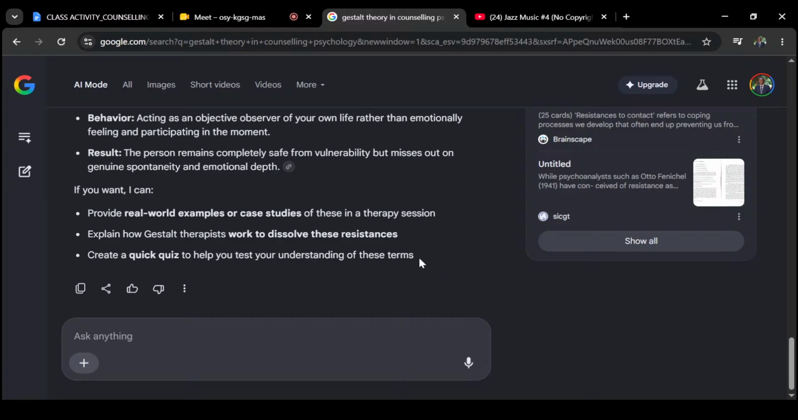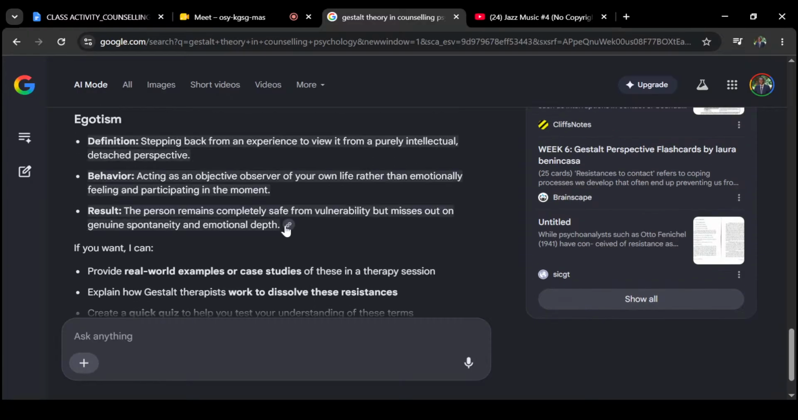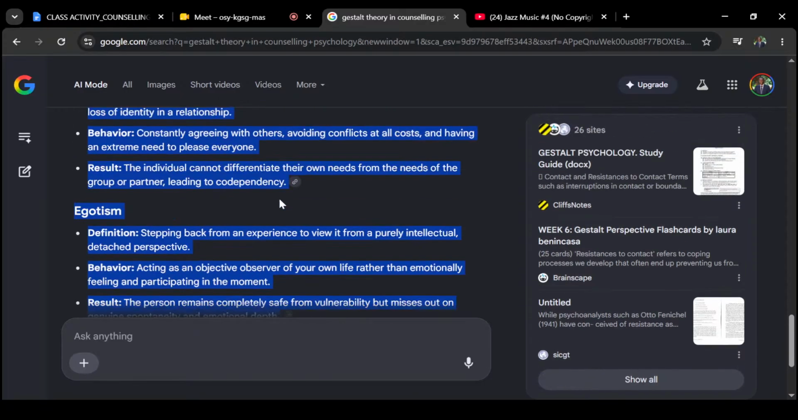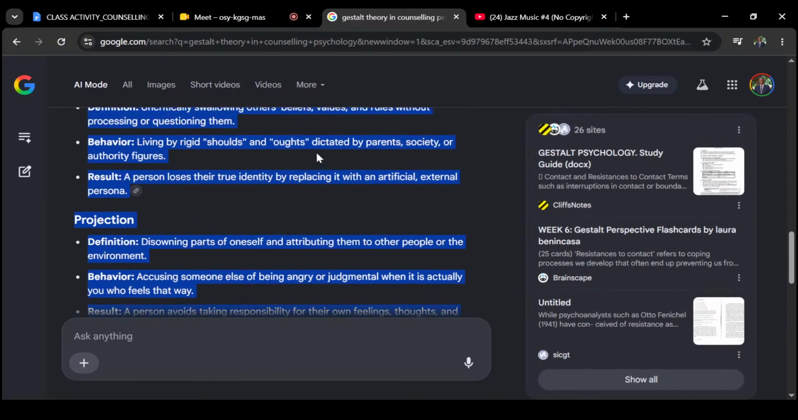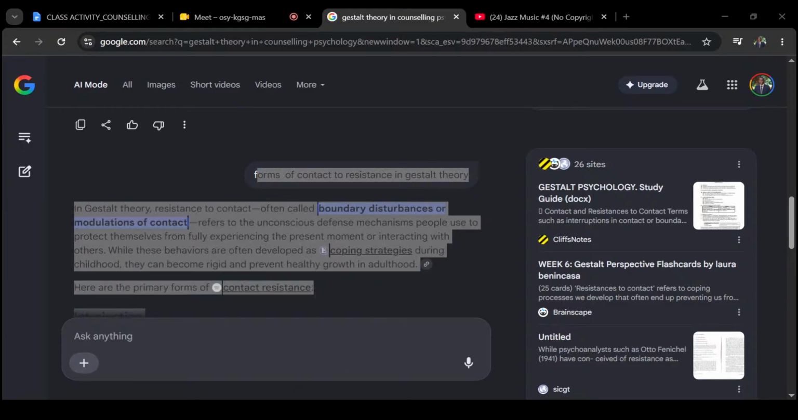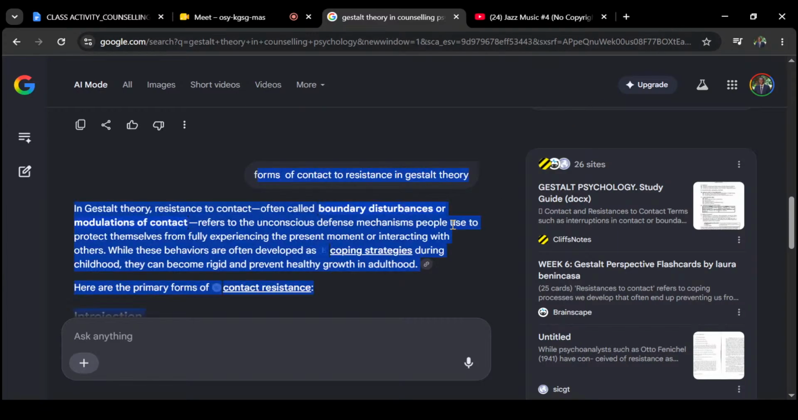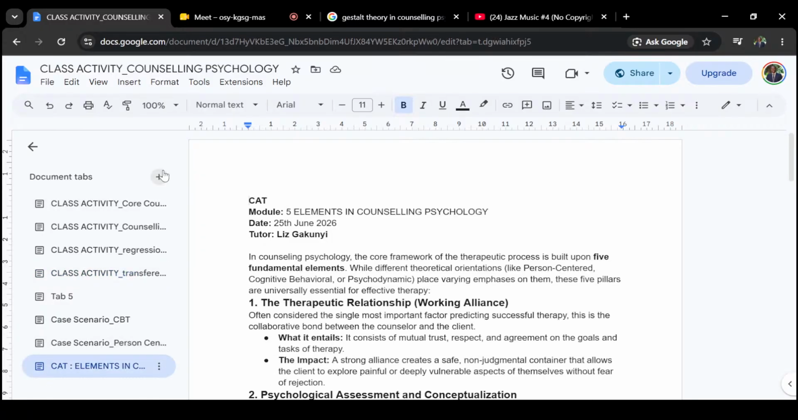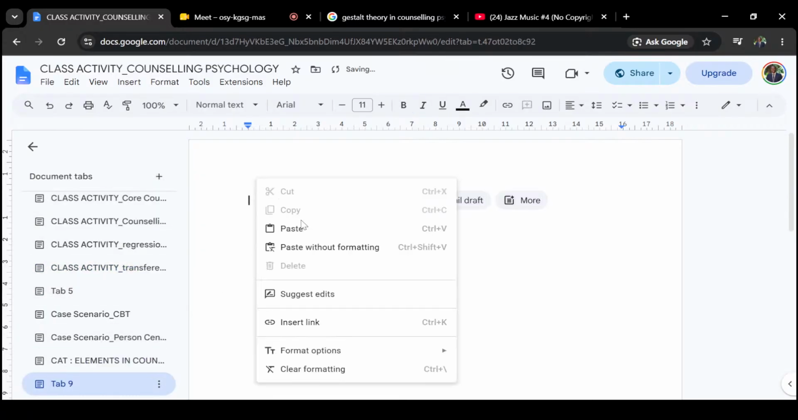Sorry is there. He has done his thing. Thank you very much, Sorry. Okay, so he says in Gestalt theory, resistance to contact, often called boundary disturbances or modulations of contact, refers to the unconscious defense mechanism people use to protect themselves from fully experiencing the present moment or interacting with others. While these behaviors are often developed as coping strategies during childhood, they can become rigid and prevent healthy growth in adulthood.